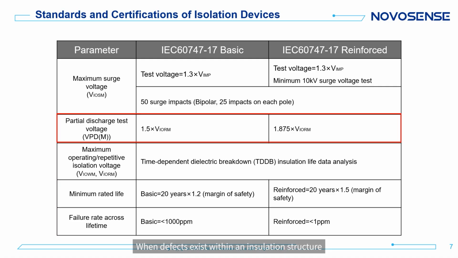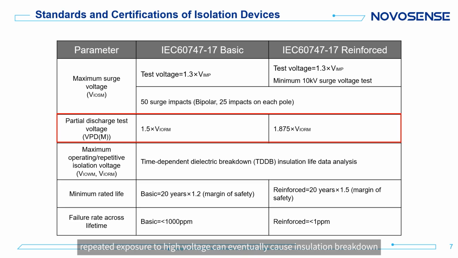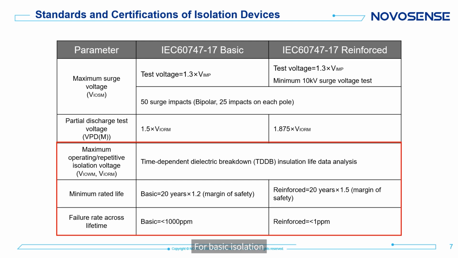When defects exist within an insulation structure, partial discharge may occur. Partial discharge refers to localized electrical discharge that only partially bridges the insulation between conductors. Although it does not immediately reduce insulation strength, repeated exposure to high voltage can eventually cause insulation breakdown. Therefore, non-destructive testing is used to detect such defects. For basic isolation, the partial discharge test voltage is 1.5 times VIORM, while reinforced isolation requires 1.875 times VIORM.